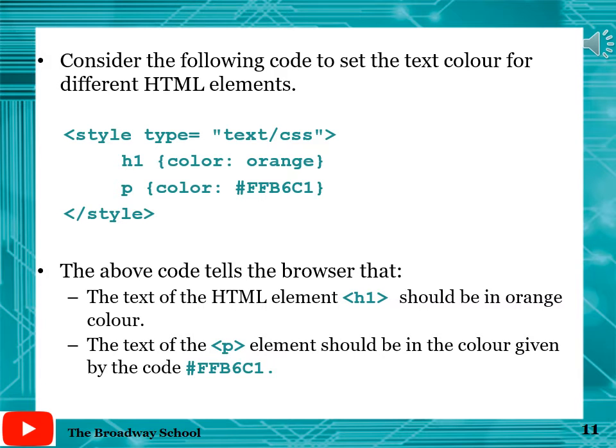Consider the following code to set the text color for different HTML elements. Style type text CSS, H1 color orange. Our heading H1 will be of orange color. P paragraph color will be equal to hash sign FFB6C1 and style close. The above code tells the browser that the text of the HTML element heading 1 should be in orange color. The text of the paragraph element should be in the color given by the code hash FFB6C1.